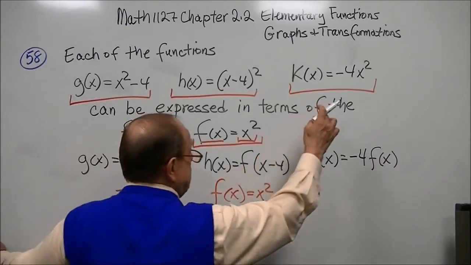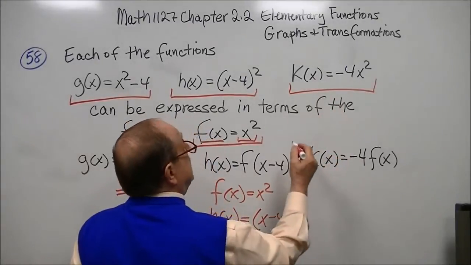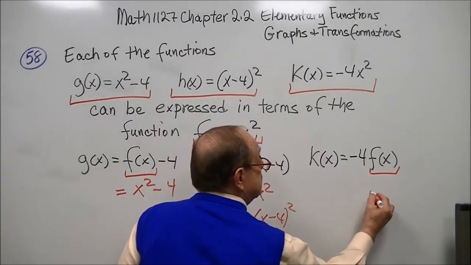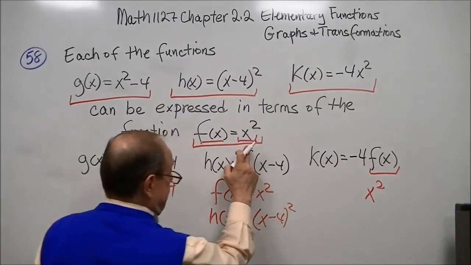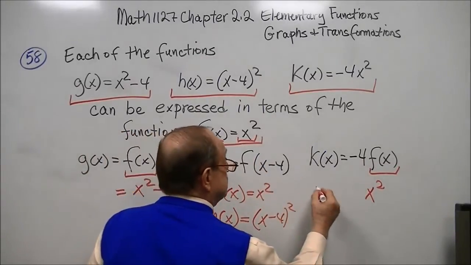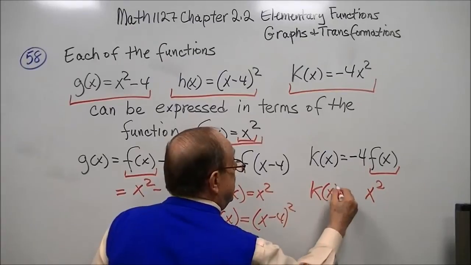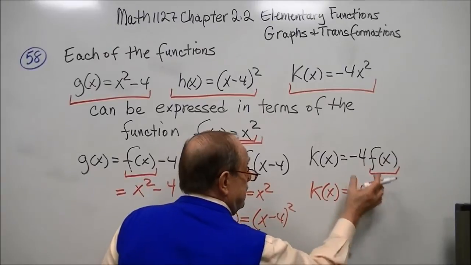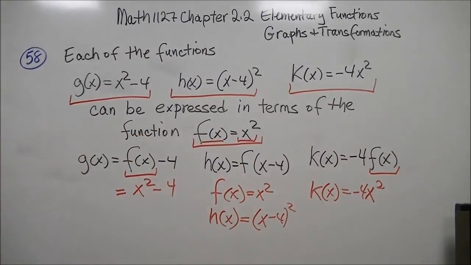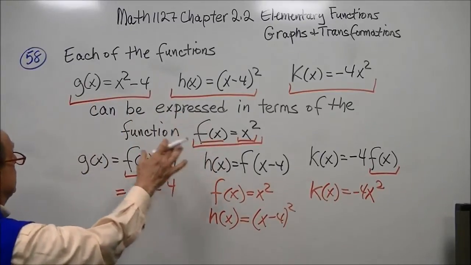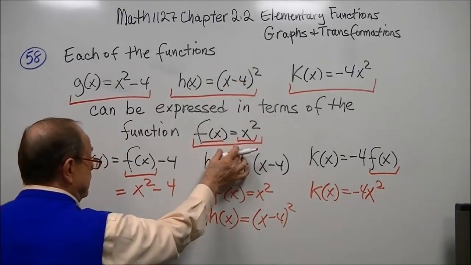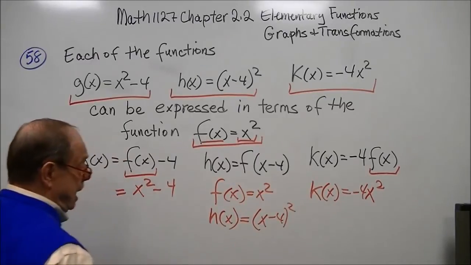And in this last one, again, we're saying that this is x squared right there. So this then becomes k of x equals, we just put a negative 4 in there. So we're doing some substitution, and that is basically what we've illustrated here, that each of these functions can be related to this, and we've shown you how it ties in.